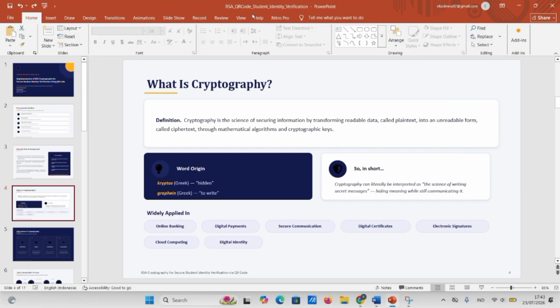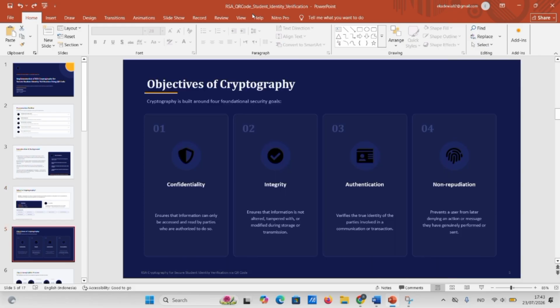Today, cryptography is widely applied in online banking, digital payments, cloud computing, secure communication, digital certificates, electronic signatures, and digital identity systems. Without cryptography, sensitive information transmitted over digital networks would be vulnerable to interception and misuse. Objectives of cryptography. Cryptography is built around four foundational security goals.